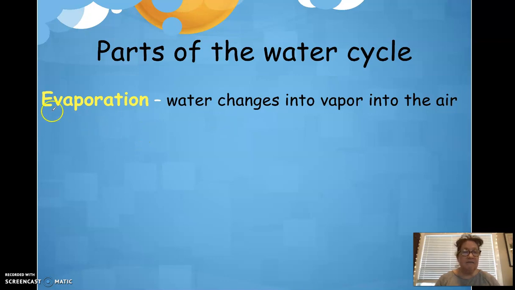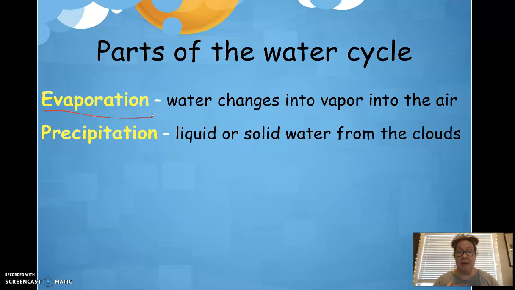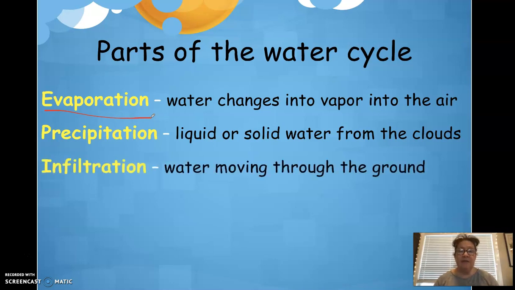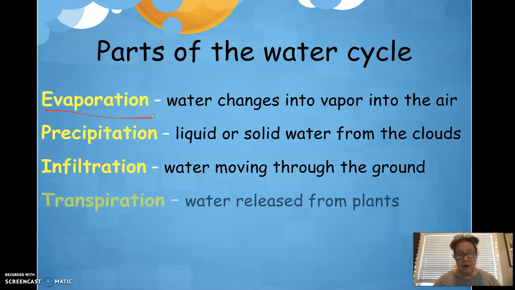The first one is evaporation. That's where the water will change into a vapor and go immediately into the atmosphere. Then we have precipitation. That's where water can be in a liquid form such as rain, or it could be a solid form where it's actually hail that's coming down. You have infiltration. That's where water is moving through the ground, penetrating and entering our groundwater reservoirs down there, our wells, aquifers.